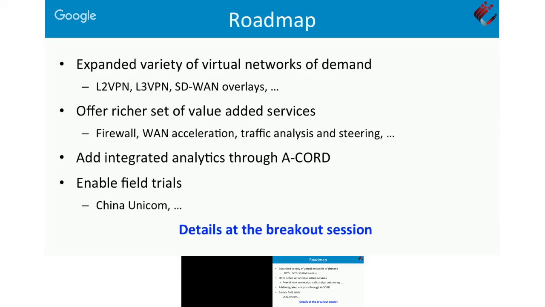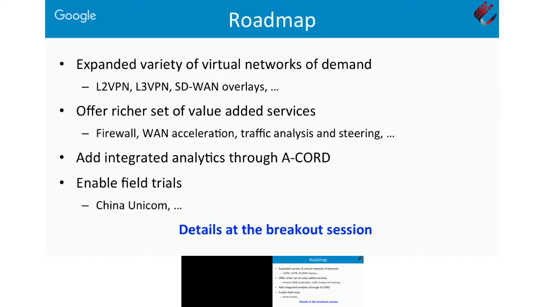So again, we have L2 VPN, which we are trying to refine, L3 VPN, which we are starting to look at, and we would also like to start looking at SD-WAN type overlays. And we might possibly have other types as well. We also want to start offering more value-added services as part of the service portfolio. And we also want better ability to monitor and control the eCord components. So we are thinking about A-CORD and how to integrate with it.